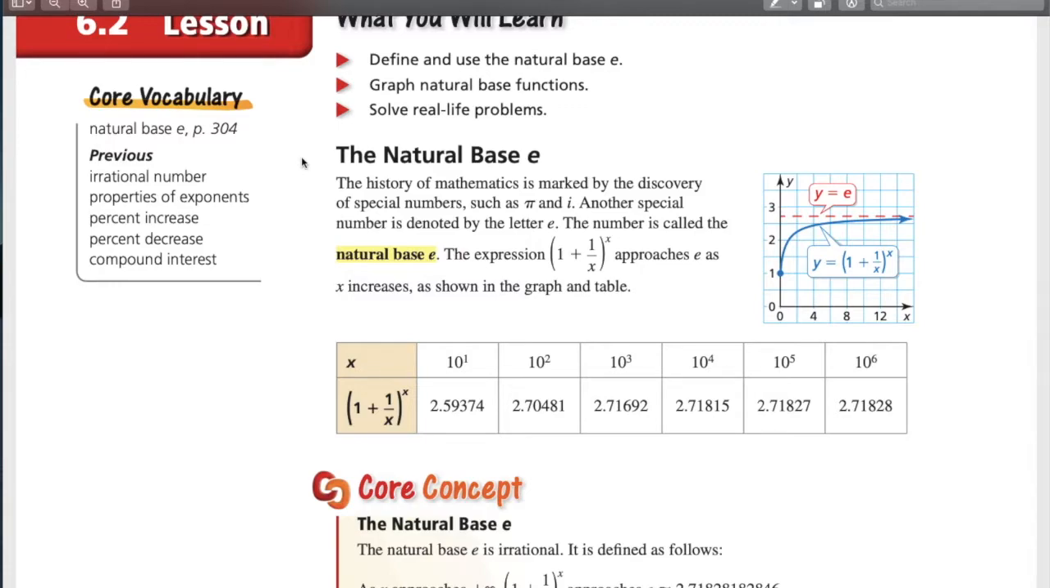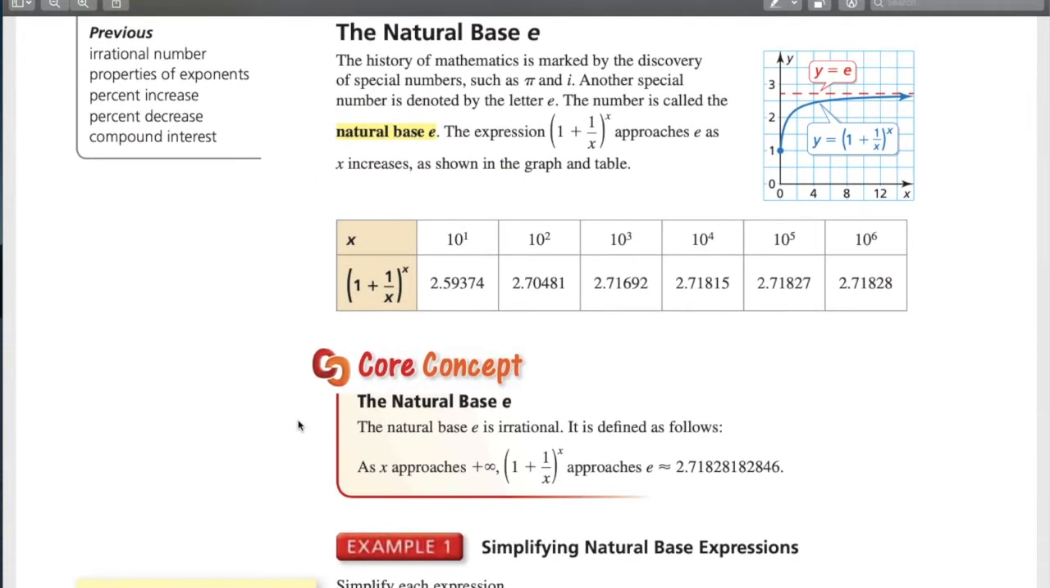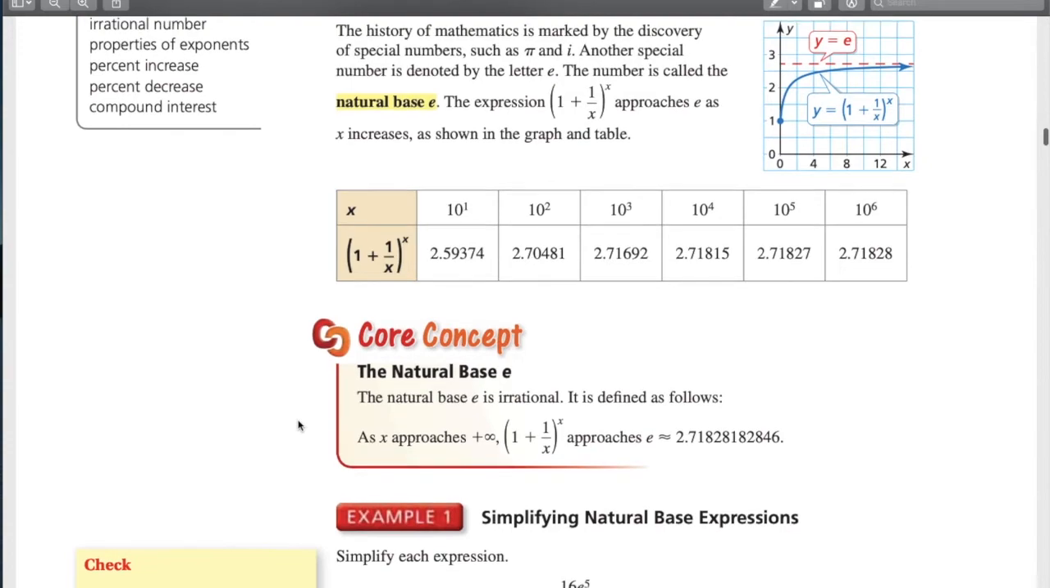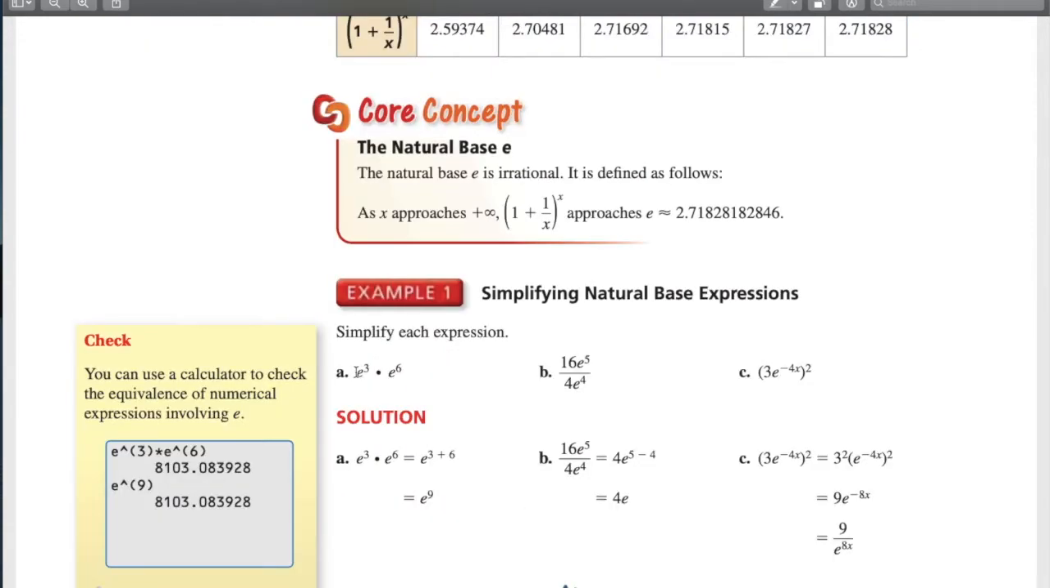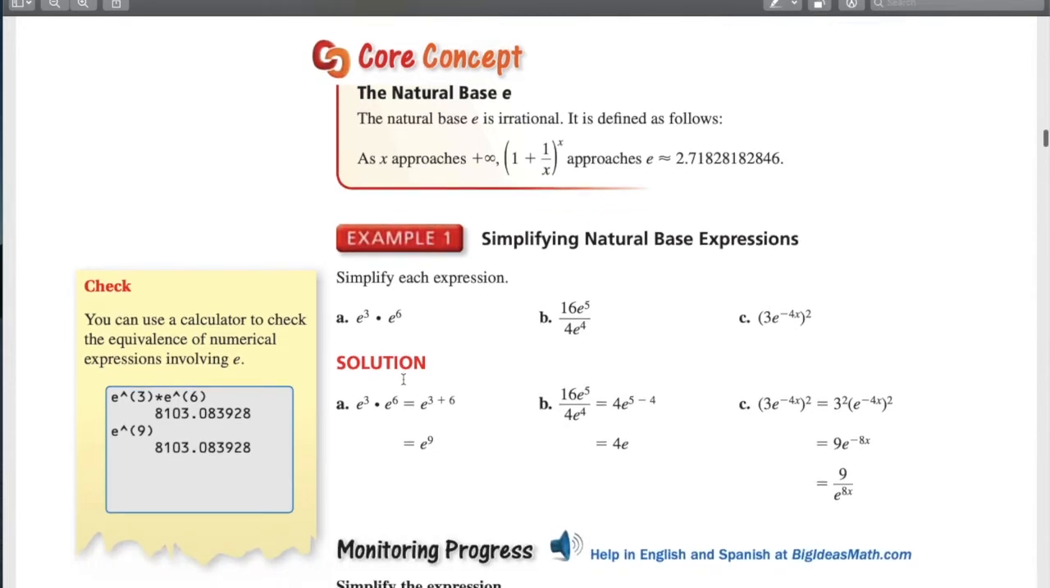So that's something very interesting that I wanted you all to know in terms of why we call it the natural base e. Now, in terms of the mathematics, what I want you to know with the natural base e is just to be able to manipulate the functions and use them appropriately. So here, if we're multiplying two expressions with the same base, we already have the same base, so all you've got to do is add the exponents. So 3 plus 6 will give you 9. Pretty straightforward, right?